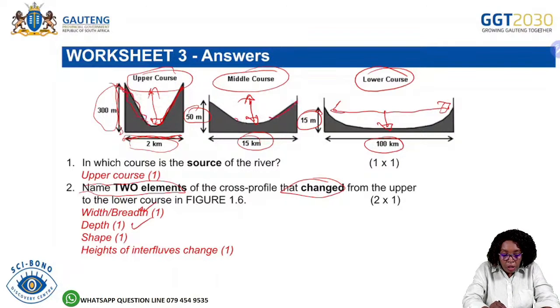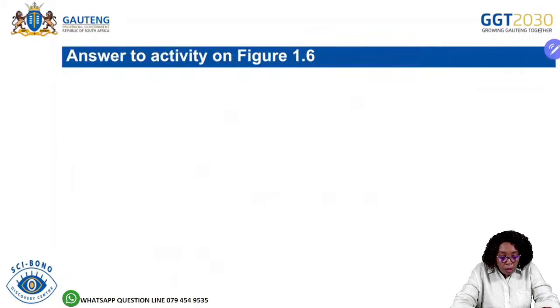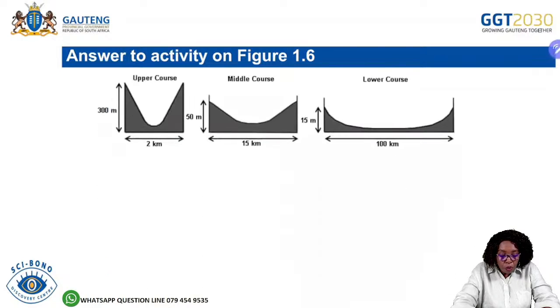So the height has changed of the interflow from this point to that other point there. Then those are the answers for those questions.